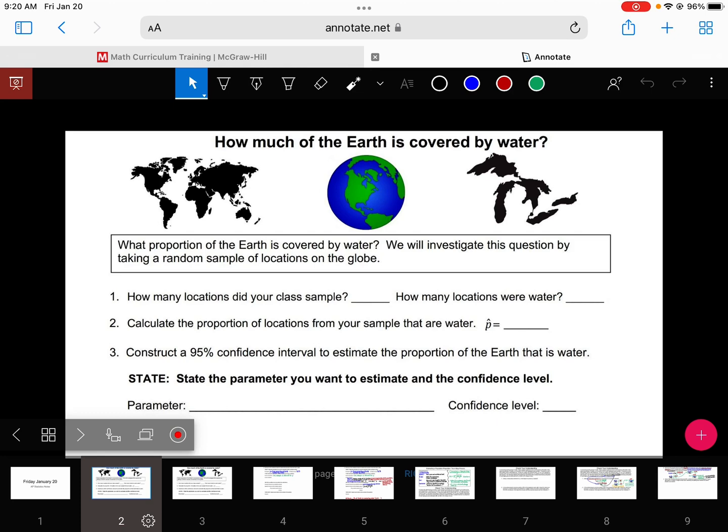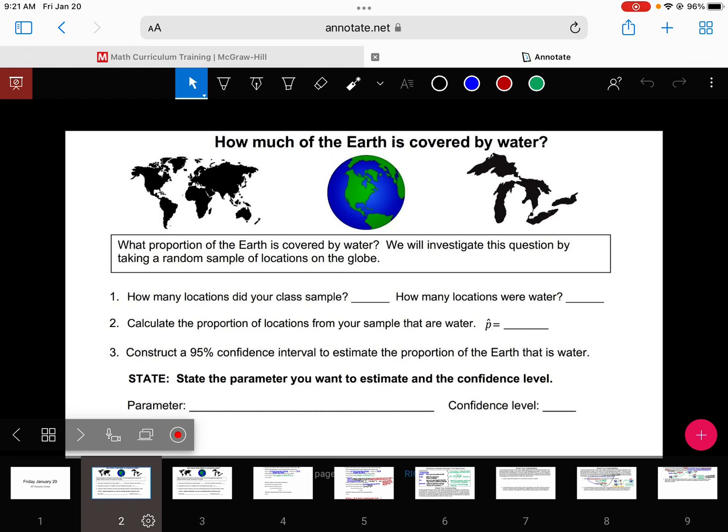41 is on water. 42 is on water. 43 is on land. 44 is in the water. 45 is on land. 46 is on land. 47 is on land. 48 is in the water. 49 is in the water.